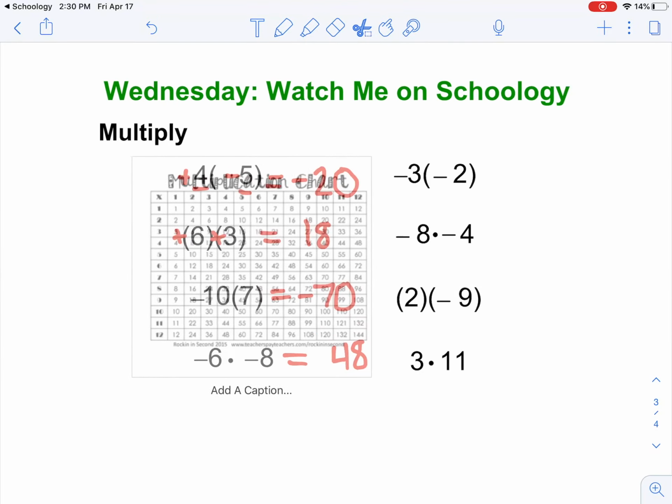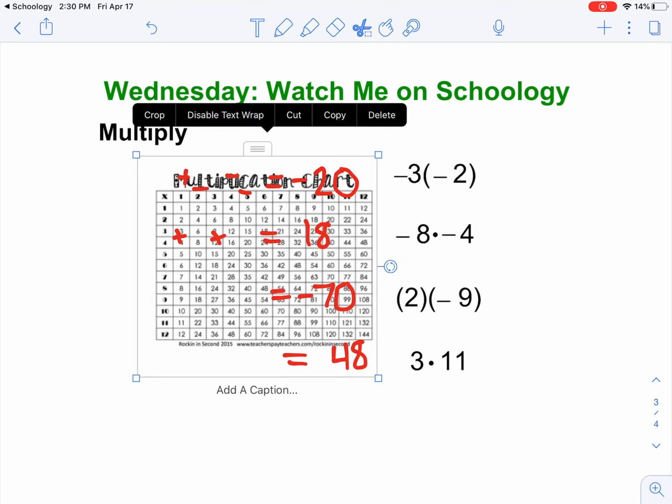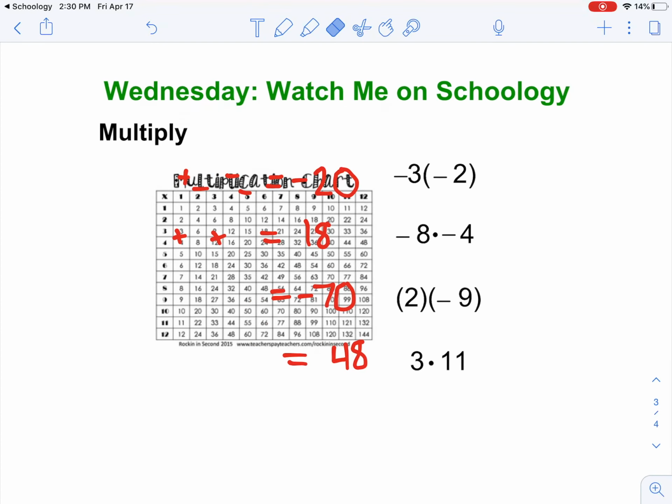Okay, I'm going to move this. So now let's try these. We have negative 3 times negative 2. So on my chart, I'm going to look for 3 times 2, which is 6. Okay, and since I have a negative times a negative, my answer is positive.